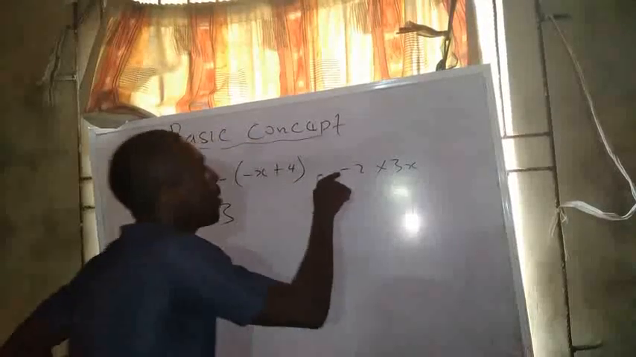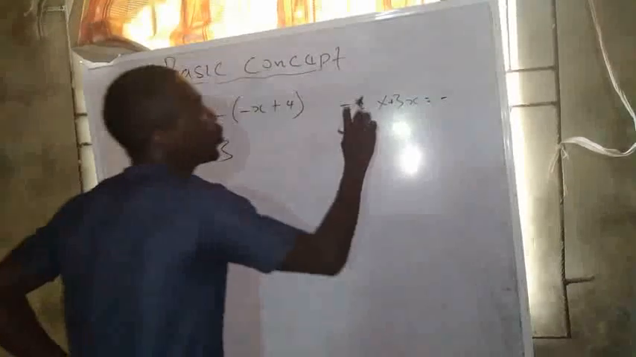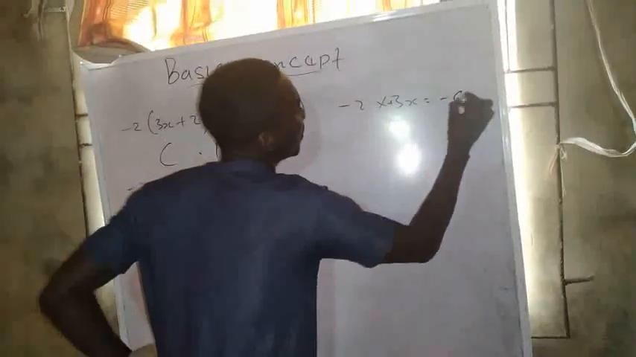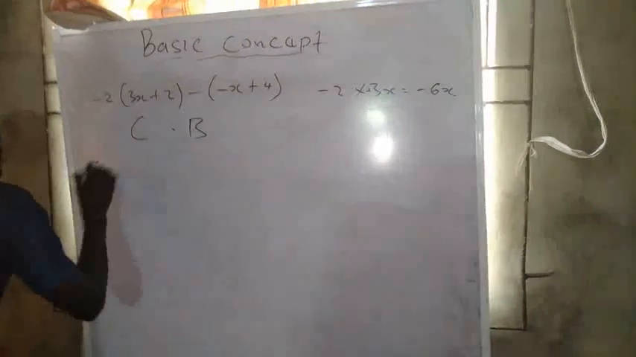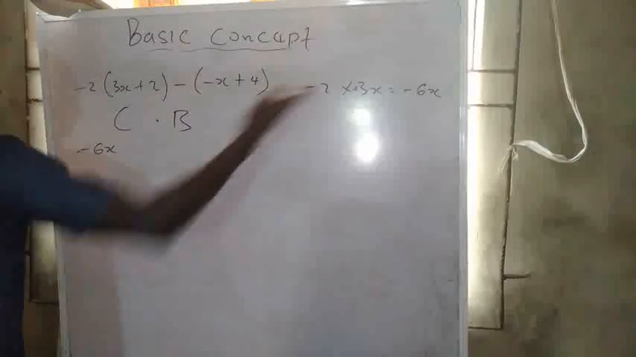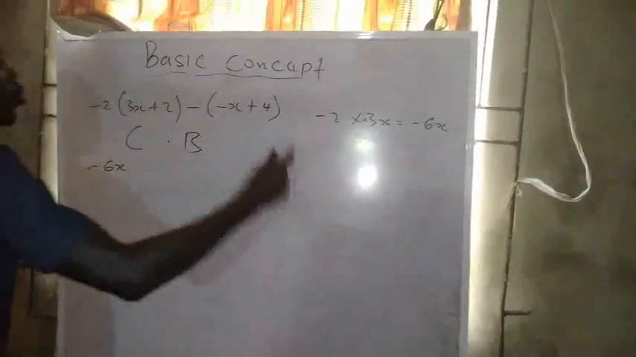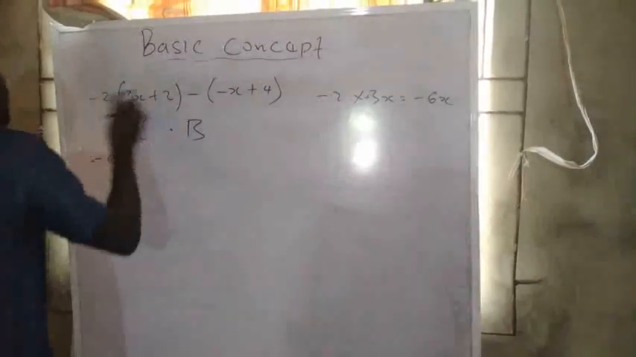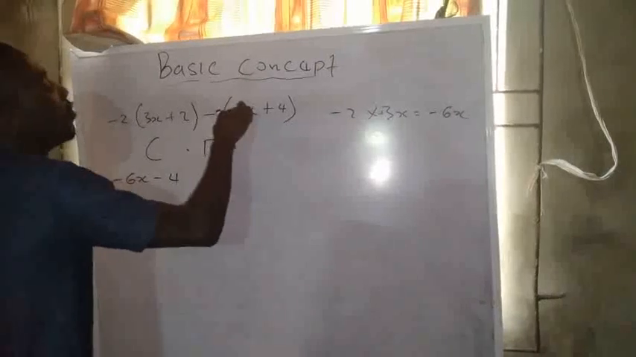So it means minus times plus is minus. 2 times 3s is 6s. That's how we are going to have it here as minus 6s. Minus 2 times plus 2. Minus times plus is minus. 2 times 2 is what? 4. So minus 4.